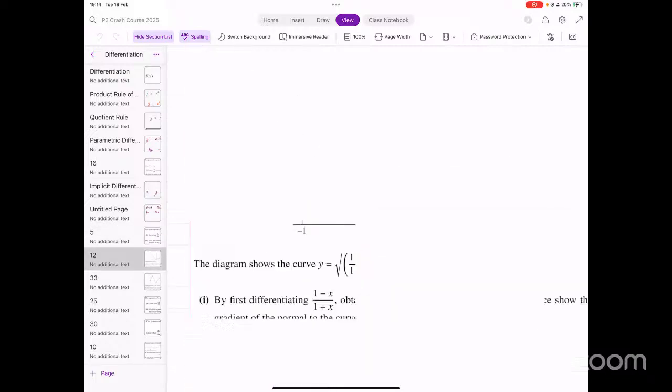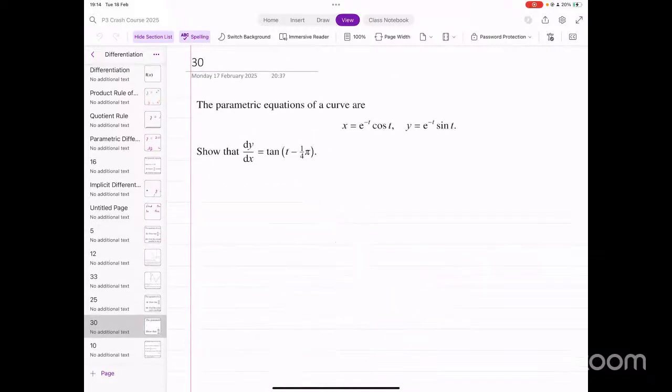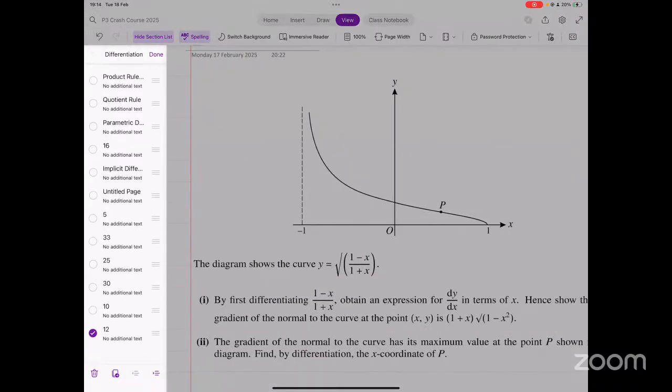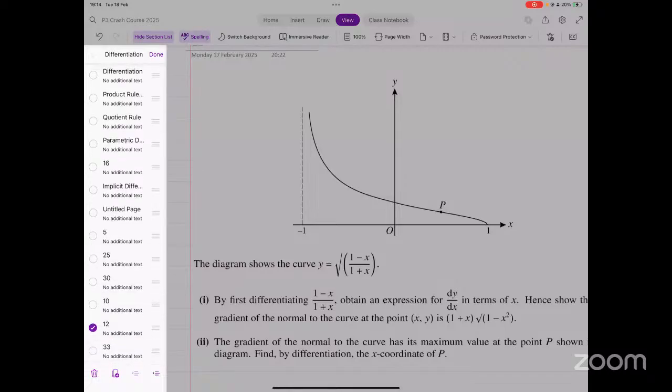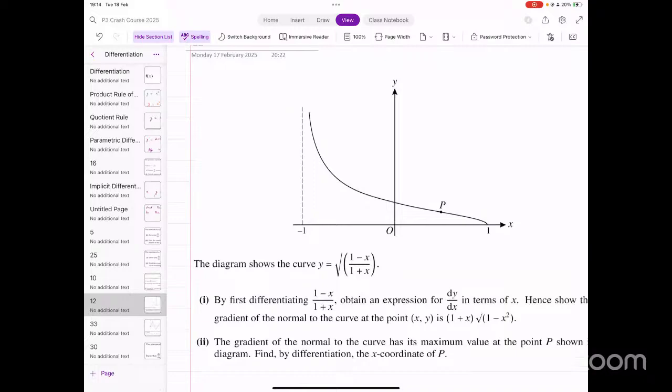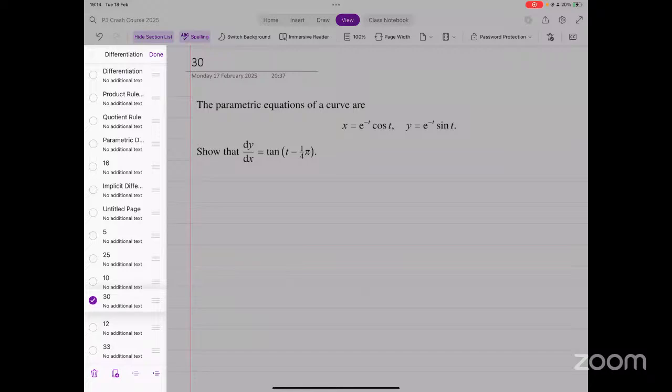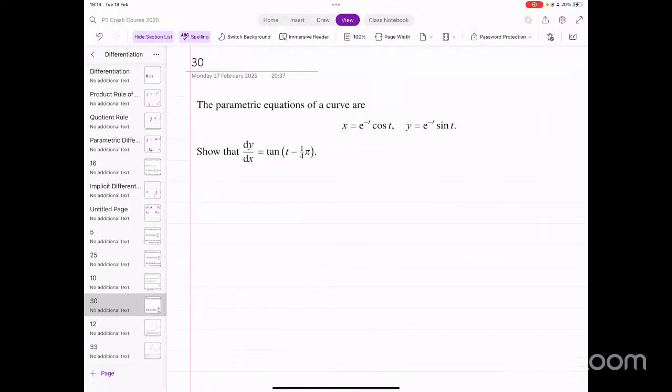12, 33. Okay, so these two are, and also 30. Okay, so let me have them here. 12, 33, and 30. Okay, so we want to do these questions today as well, along with the others that you guys are asking. Yeah, it does require a lot of practice. That is important. 12, 13, 28, 20.